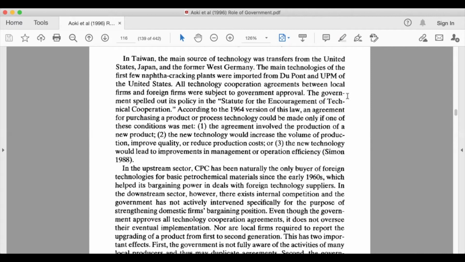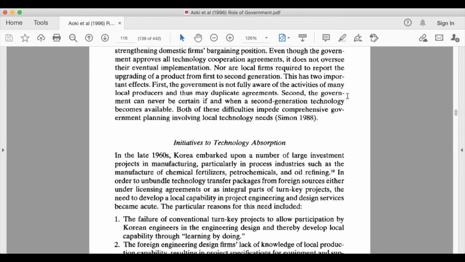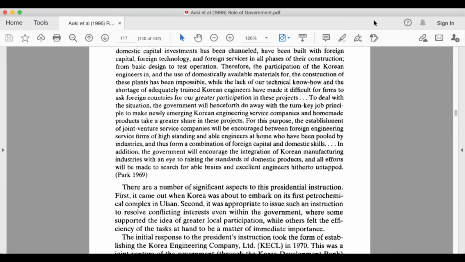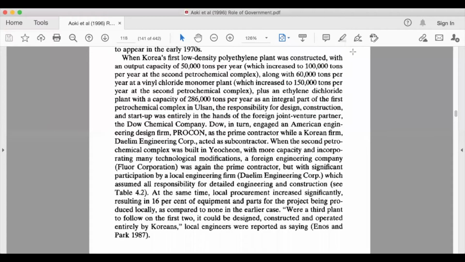In the Taiwanese case, you see the government playing a sort of arm's length policy, not directing all features of the technology transfer and yet placing certain conditions. So I'm going to skip through some of this, but you can see how the details do matter in each of these different instances. So this example from Korea is instructive.